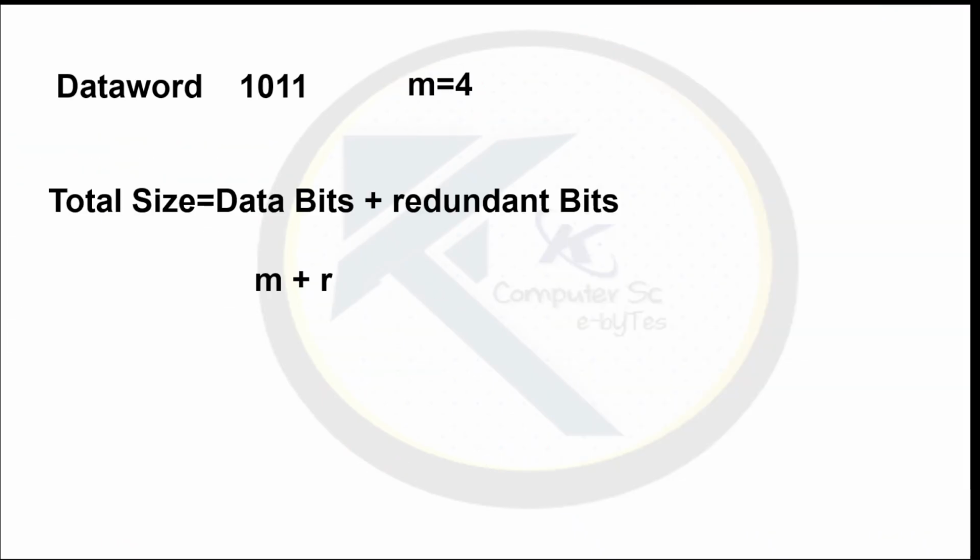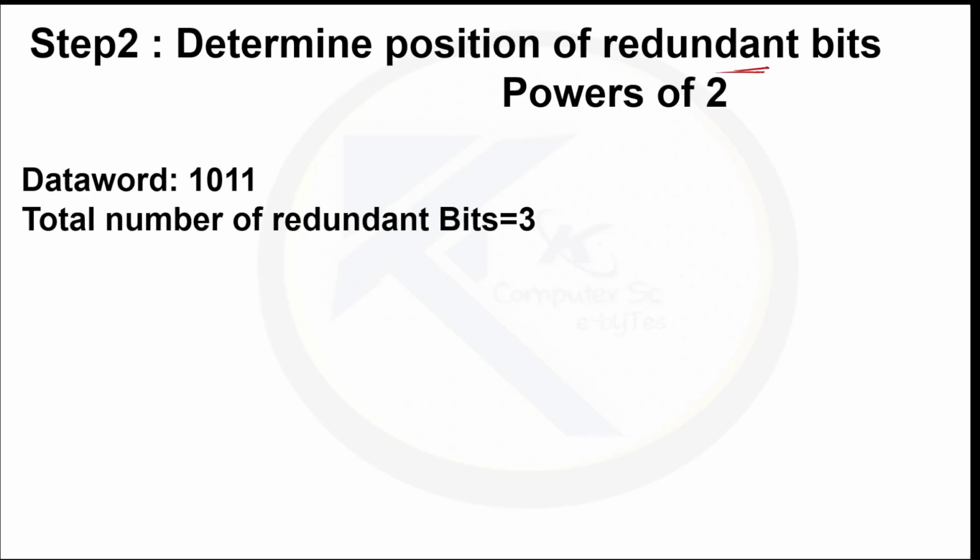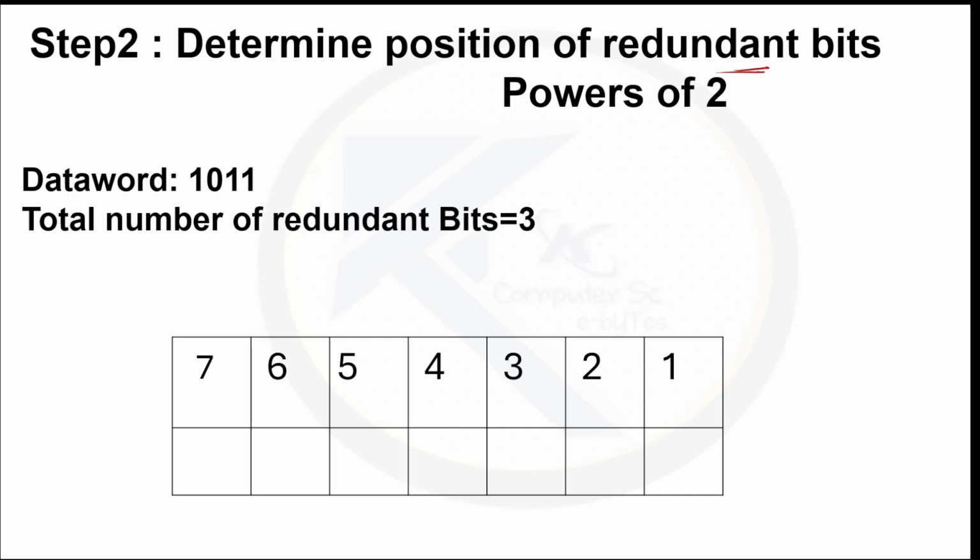So what is the total size of Hamming code? M is 4 and R is 3. Our Hamming code will be of 7 bits. Right. Now here we have to determine the position of redundant bits, right? So we know total number of redundant bits are 3 and total there are 7 positions. Now these positions will carry both the data bits as well as the parity or the redundant bits. Now for redundant bits, the position in these locations will be powers of 2.